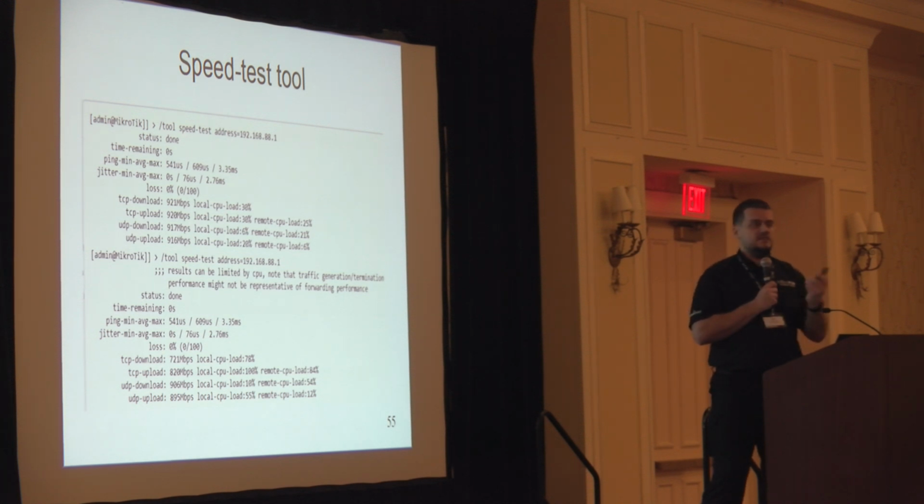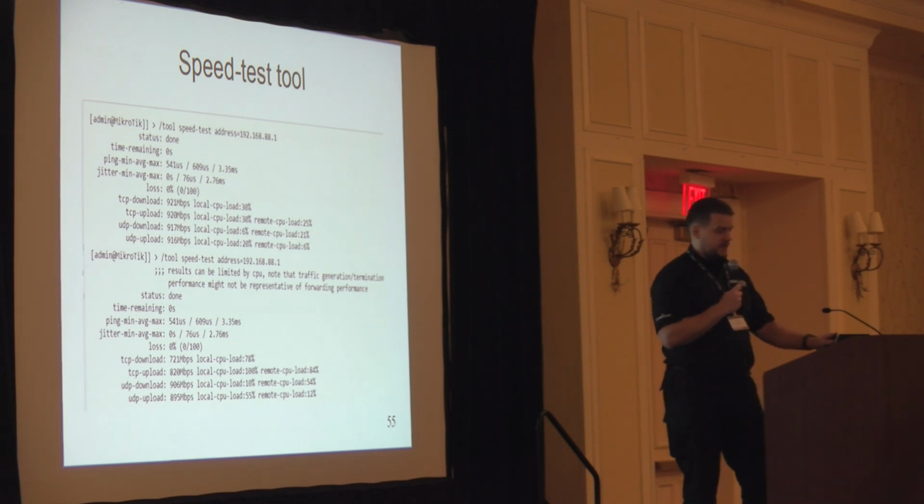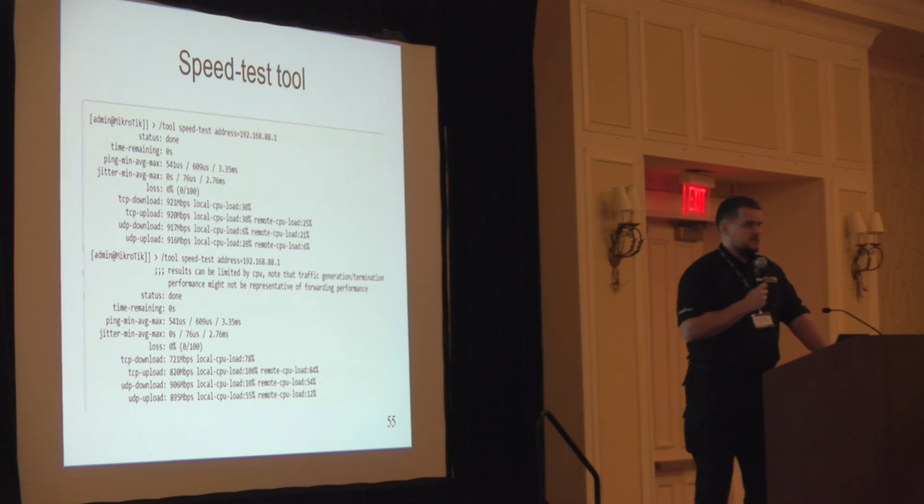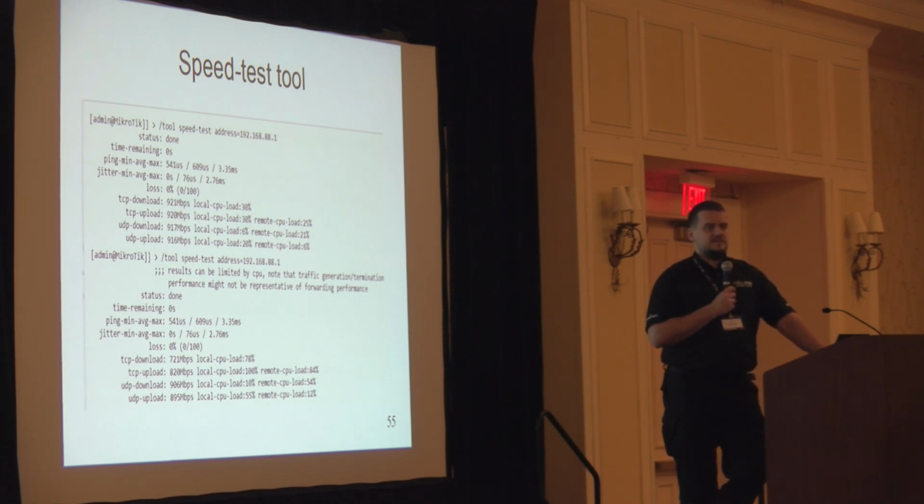Both devices need to have 6.44 or above. It will give you ping mean, average, max, jitter mean, average, max, loss, and TCP download and upload in megabits per second, and CPU load on both ends, and so on. And if you reach the limitation, it will give you a note that your results might be impacted by the CPU. So I think that's the quickest and optimal way for you to test the actual throughput.